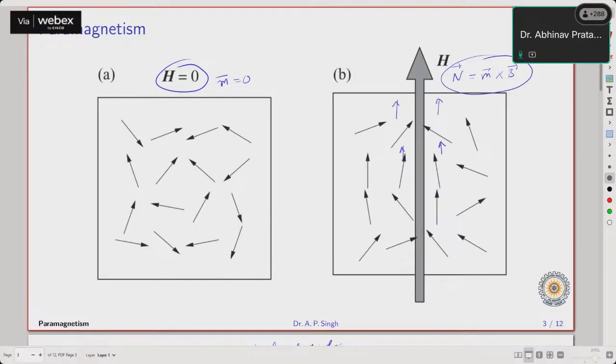Why is complete alignment missing? Because this torque, which is also represented by the energy written as minus m dot B, where m is the dipole moment and B is the magnetic field, tries to align these dipoles along its direction. But there is a thermal energy also, represented as kBT, and this has a randomizing effect.